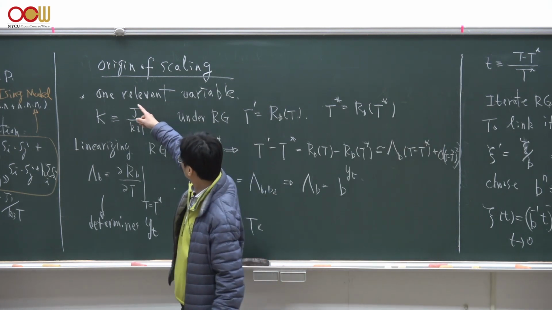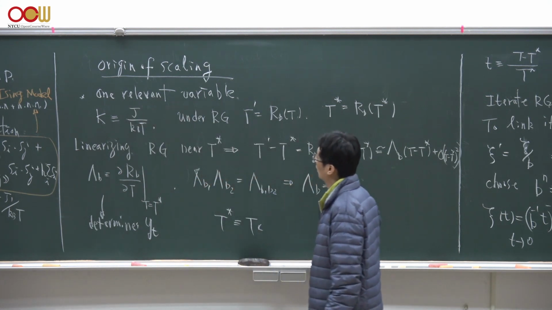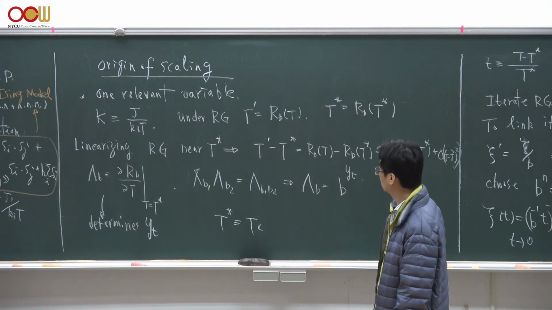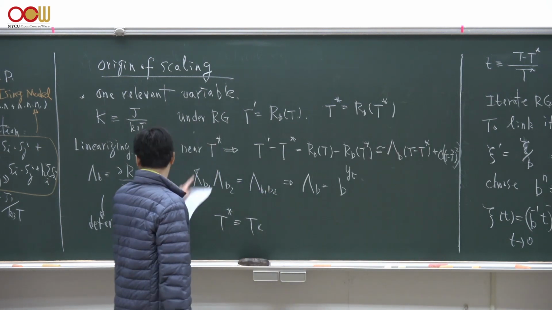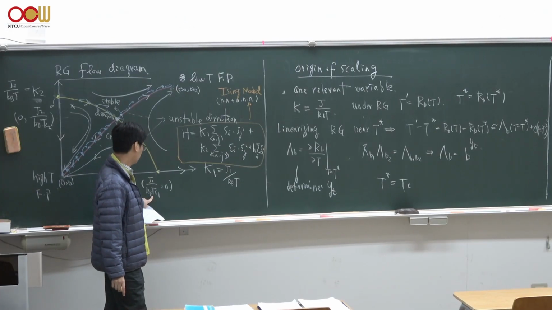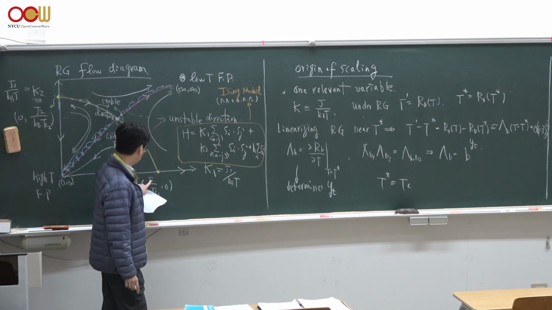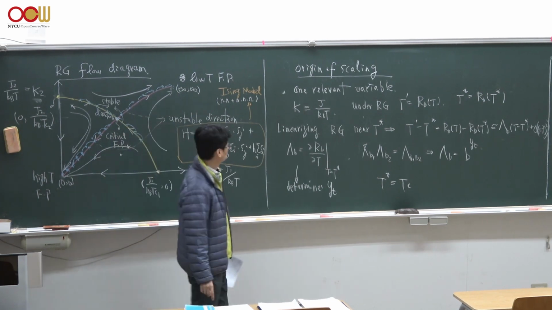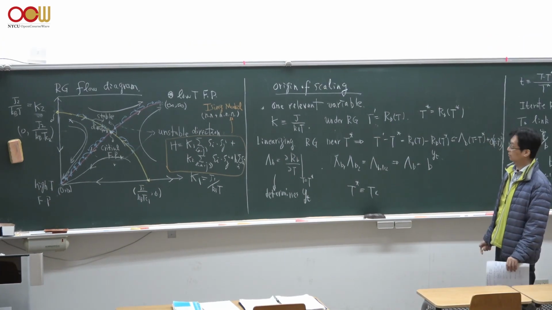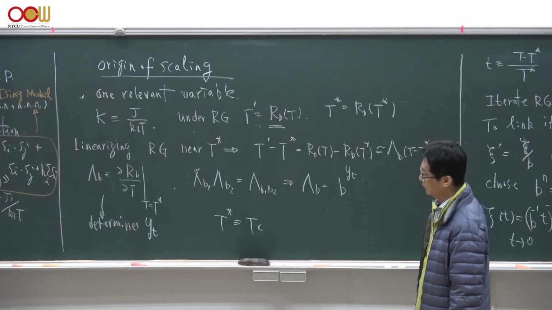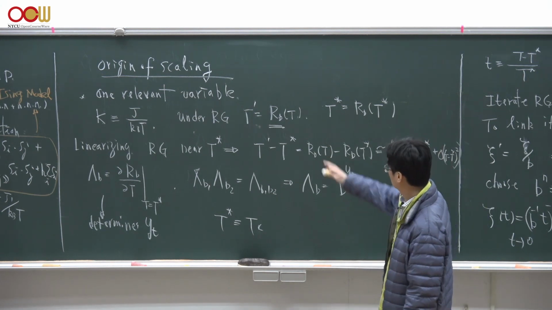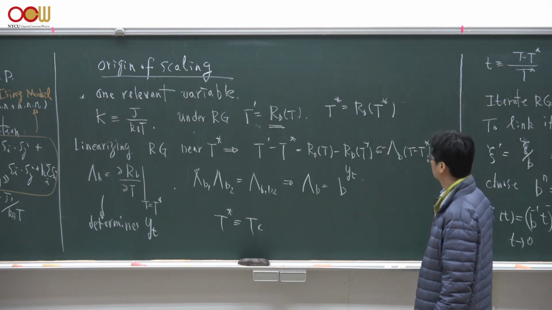So to simplify this calculation, we consider one relevant variable. Suppose the nearest neighbor Ising model has its critical point at a finite temperature, called T_c1, at a fixed nearest neighbor coupling J1, which we call J here. Under RG, this temperature gets transformed by this R_b operator, which is a matrix in general, but here is simply a linear operation.